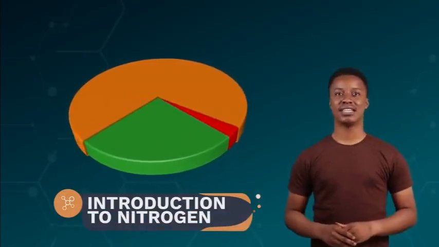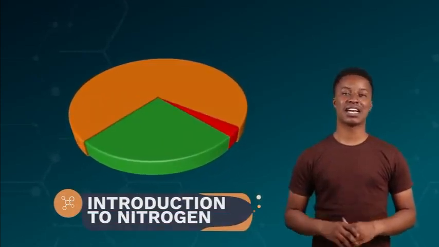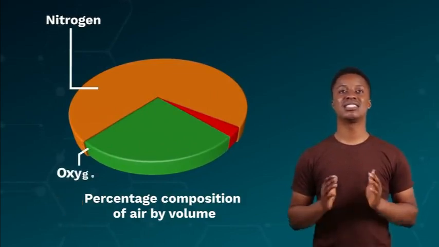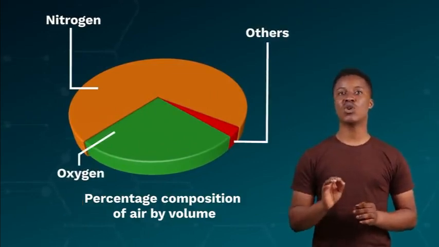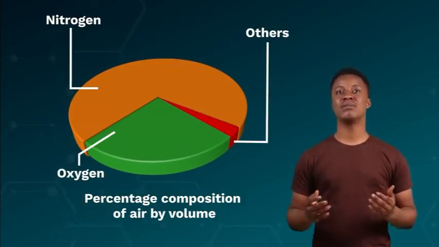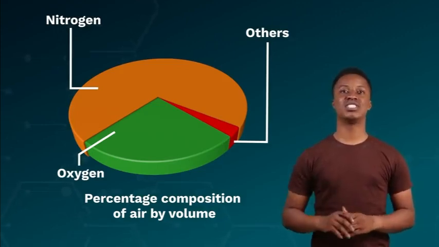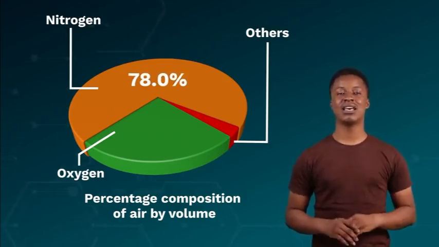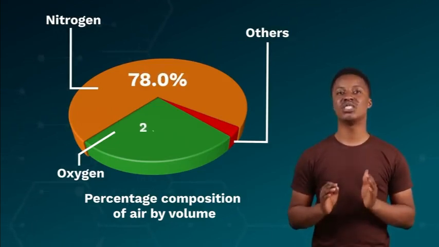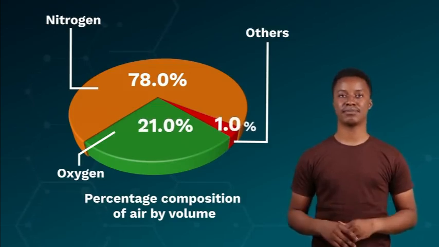So, hi guys. In our lesson on what is air, we learned that air is a mixture of gases. We also learned that nitrogen and oxygen are the major constituents of air because they make up a larger percentage of air by volume. Nitrogen constitutes 78%, while oxygen constitutes 21% by volume of air.